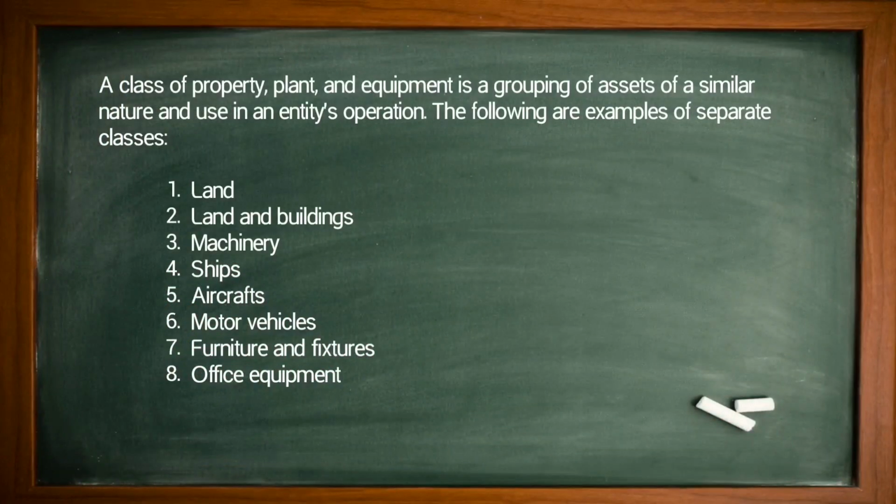So, a class of property, plant, and equipment is a grouping of assets of a similar nature and used in an entity's operation. So, the following are examples of separate classes: land, land and buildings, machinery, ships, aircrafts, motor vehicles, furniture and fixtures, and office equipment.